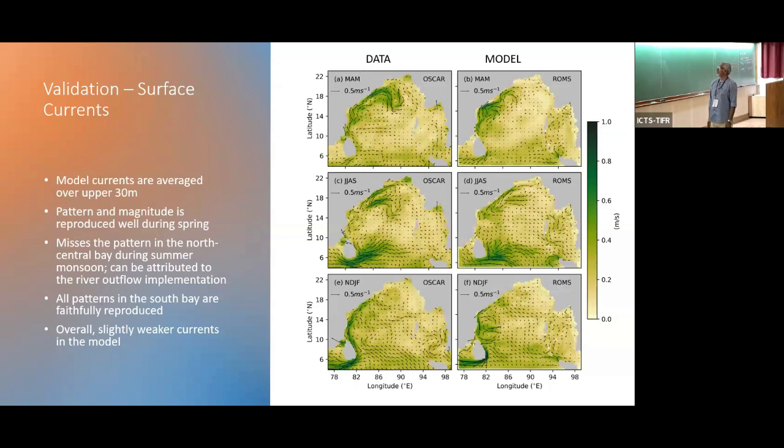Here is a validation for the currents based on the OSCAR data. OSCAR data is much coarser, about 1/3 of a degree. These patterns show the spring current, which is the western boundary current during spring, then the two directional patterns during the summer, and the flow of the East India Current during winter.